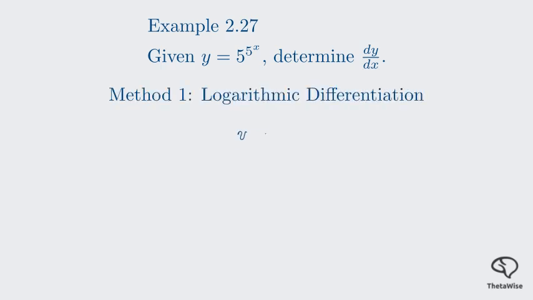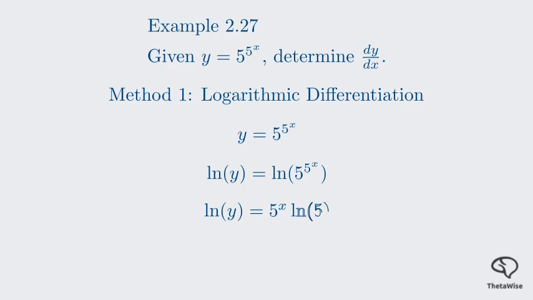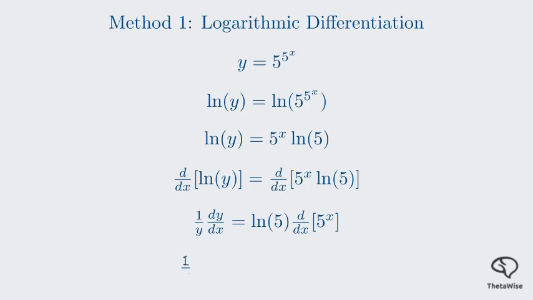Method 1 involves taking the logarithm of both sides. This brings the top exponent, 5 to the x, down. So we have ln y equals 5 to the x times ln 5. Now we differentiate with respect to x. The derivative of ln y is 1 over y times dy/dx. On the right, ln 5 is a constant, and the derivative of 5 to the x is 5 to the x times ln 5. Now we just need to solve for dy/dx.